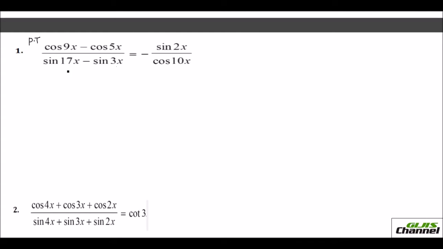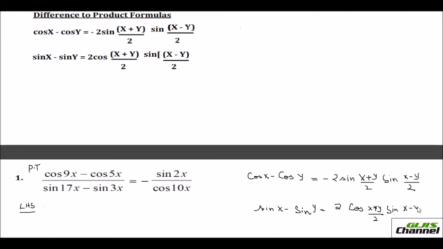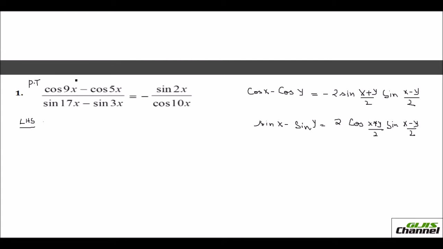So at one look at the question, you can see that this is in the form cos x minus cos y, right? And sine x minus sine y. So I am going to use the difference to product formula here. So let me start with my LHS. Okay. So we are going to apply this in this problem. Your x is going to be 9x. This you take as x and this you take as y. So I am going to expand it.